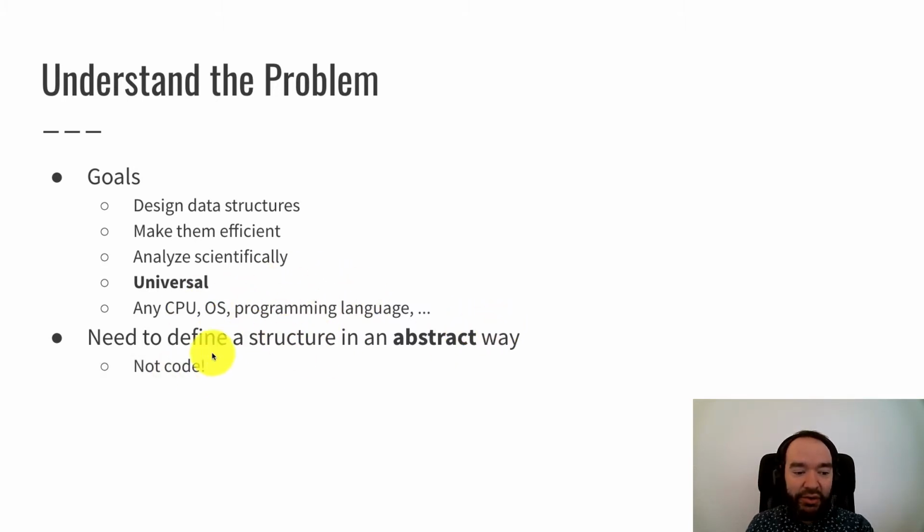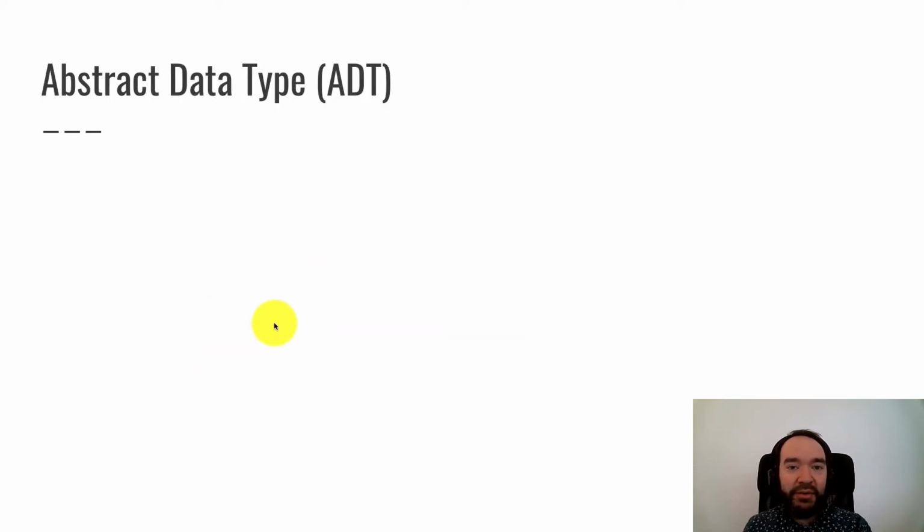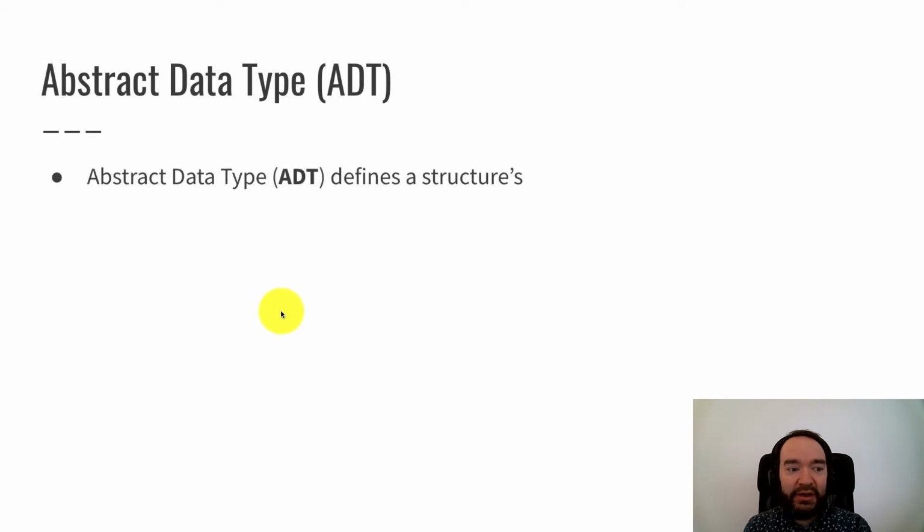And that means that coding doesn't work by itself. So if I want to say, here's what a linked list is, it's not sufficient to say, here's C++ code for a linked list, or Java code or anything else, because that would not be universal to all of these other environments. So that's what we have an abstract data type for.